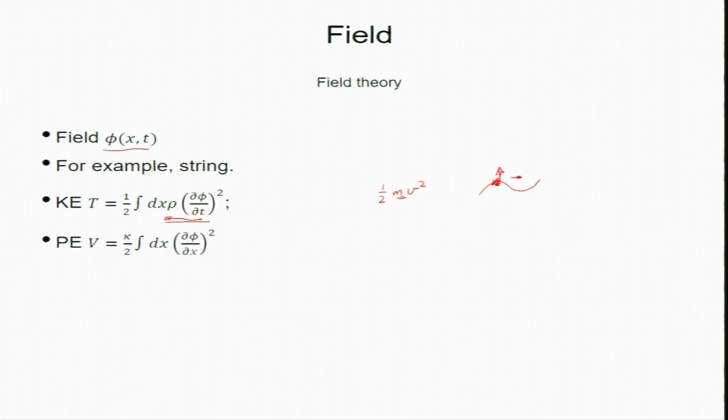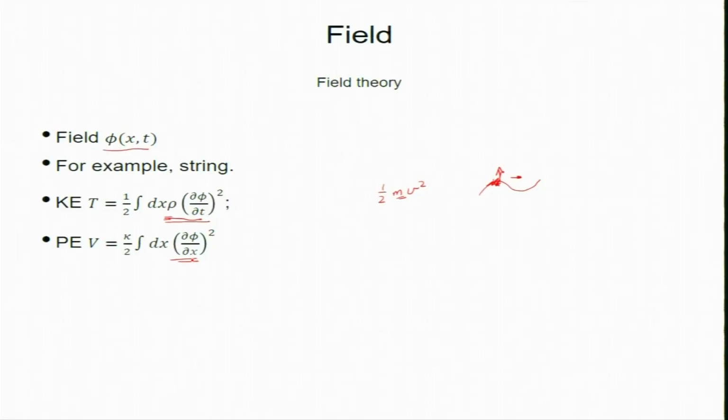Similarly, we can define the potential energy. The potential energy is coming from the curvature, right. A string, when it is undulated like that, it has an undulation, okay. So, this is the potential energy, multiplied by the elastic constant kappa. So, that is the potential energy of the string.